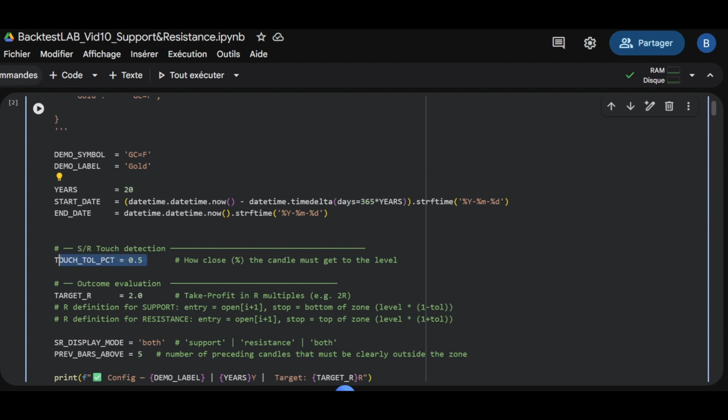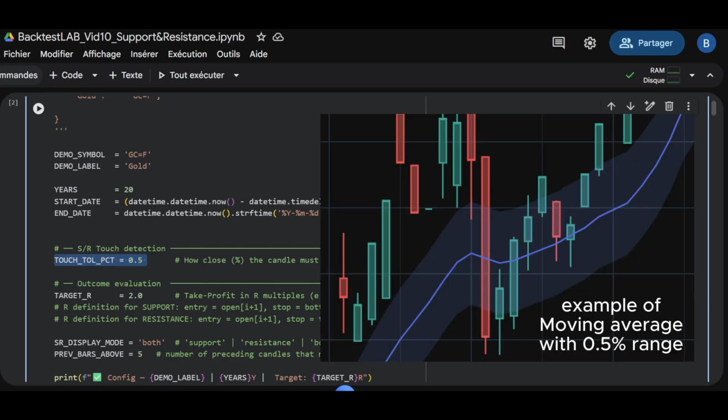So here, this is the touch tolerance. Basically, we want to check if we are bouncing or we are going through a level, and this level is going to be a support or resistance, and this is the tolerance for the price. So it's going to be 0.5% below or above this price to say that we are touching this level.